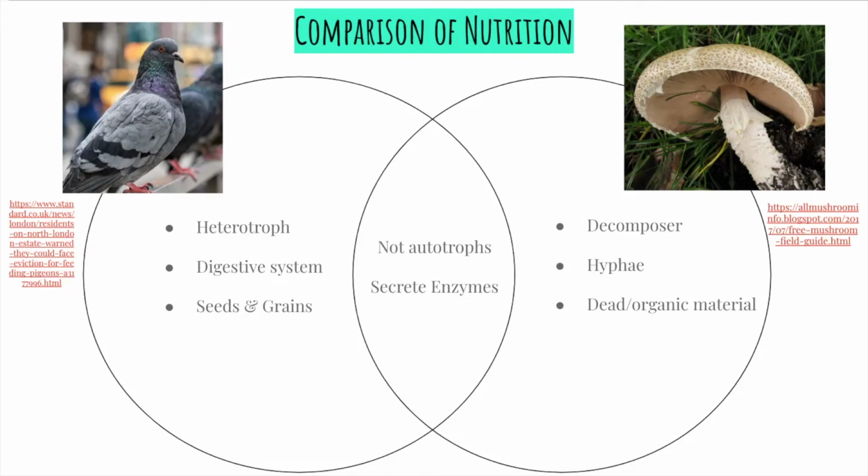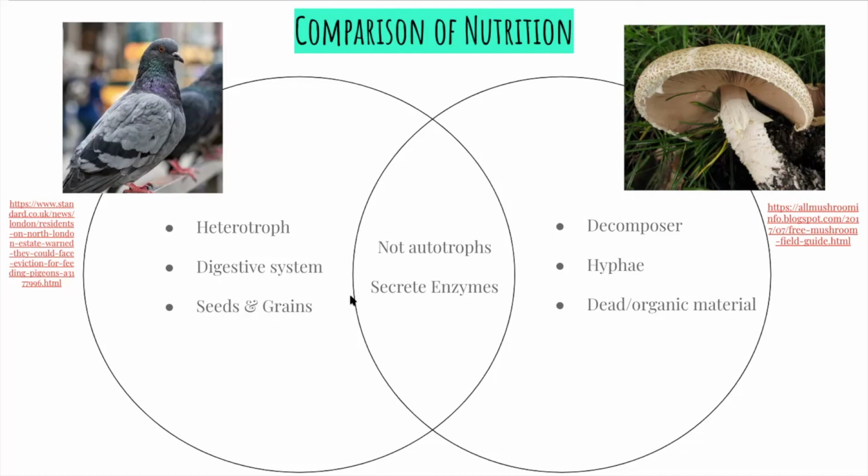Now, in looking at the difference between their digestive processes, the biggest distinction between them would have to be that the pigeon has a full digestive system while the mushroom just simply relies on its hyphae to absorb its food. And the digestive system of the pigeon is just much more complex, given that it's a much more complex organism in general, whereas the mushroom only needs its underground structures to do so.